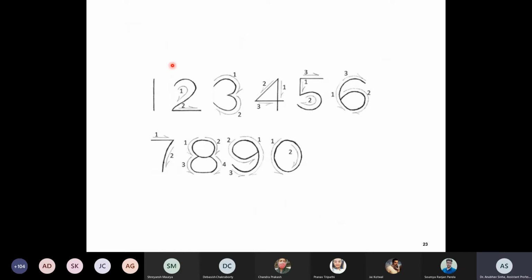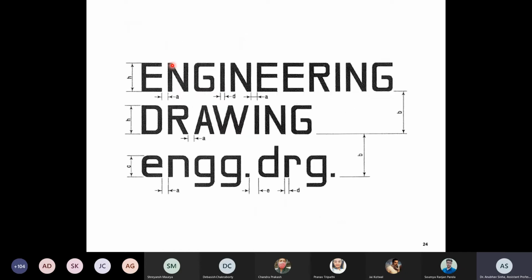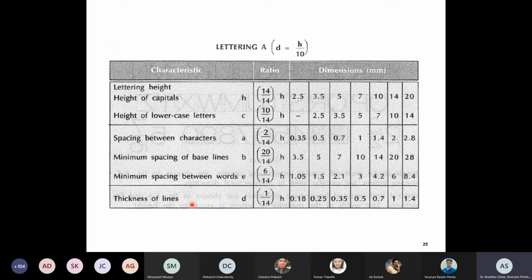And similarly for numbers. Now, whenever you write in lettering, there are also some standard dimensions. So how much should be the height, how much gap you should leave between two letters or one word, or what is the thickness of this. So all these have some suggested or standard dimensions. So let us have a look.